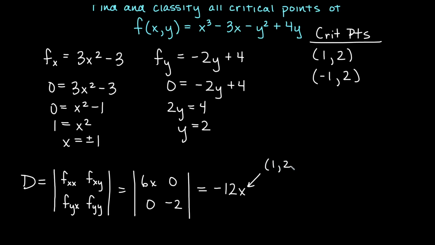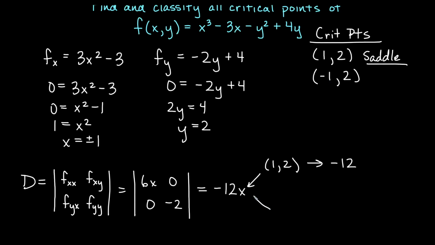So if I plug in the positive 1, positive 2 into that, then that's just going to give me a place to put in x only. So that's going to give me negative 12. Now, if I get that D is negative, remember, that's going to tell us that something is a saddle. So that tells us that this (1, 2) as a critical point is actually a saddle point. Let's look at the next one. Here we have (-1, 2).